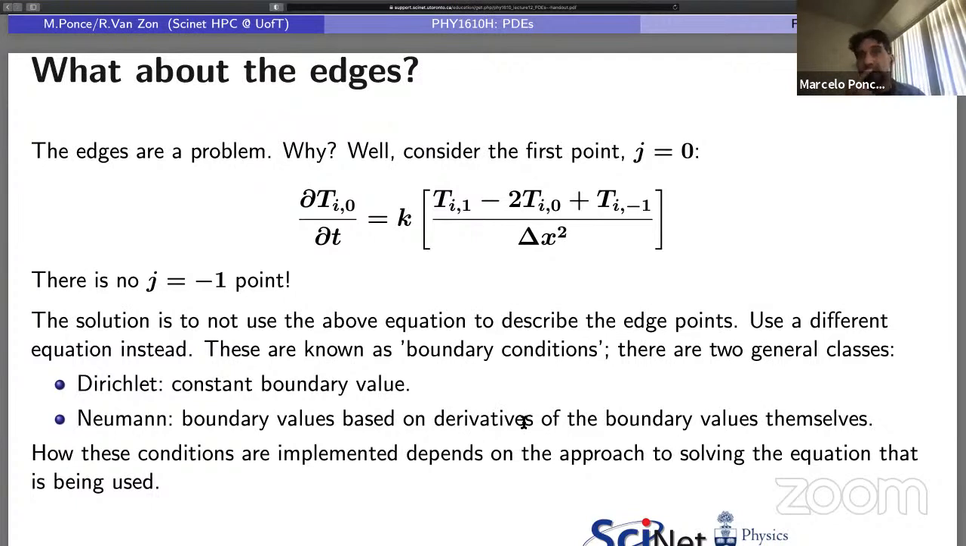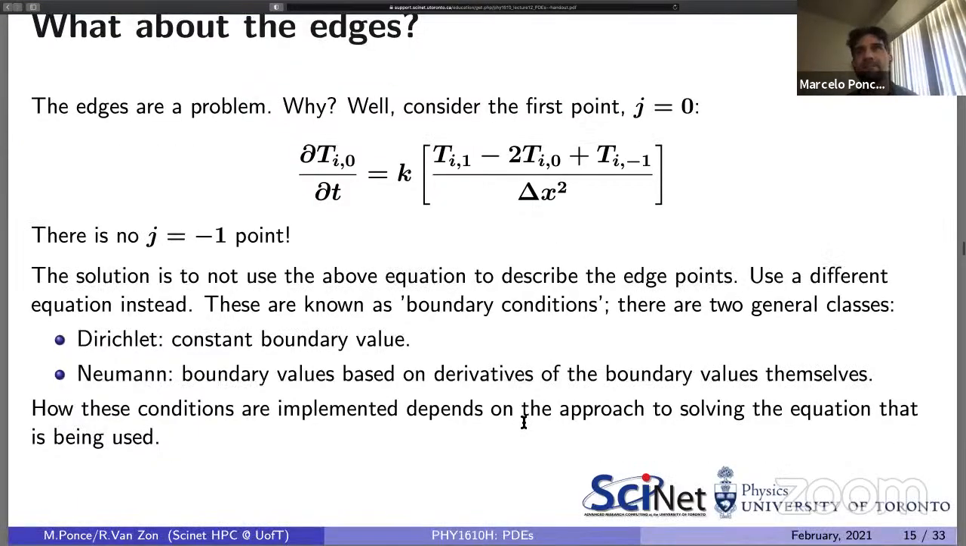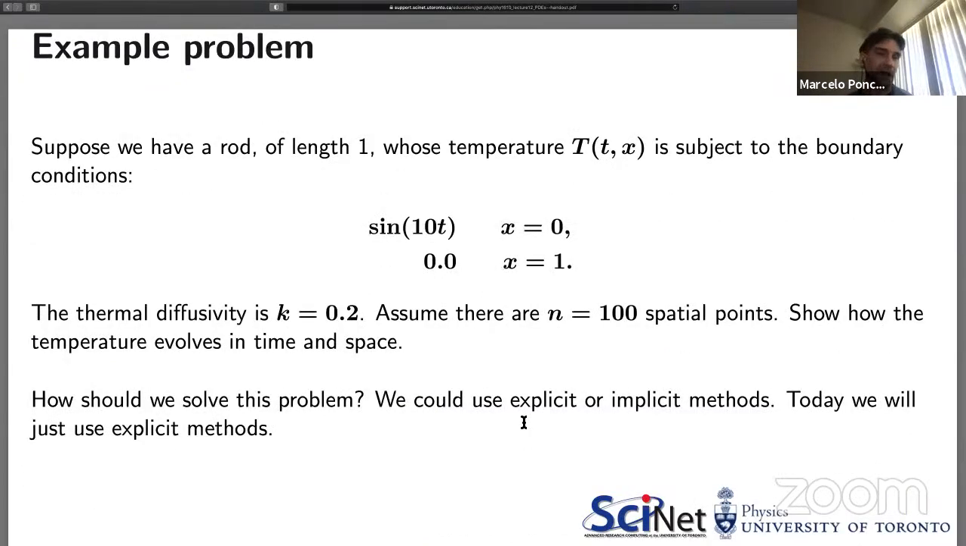How these conditions are implemented depends on the approach to solving the equation itself. Okay, so I'm going to show you a particular one in this case. Let's suppose, but again, this depends on the physical problem itself, right? We cannot say anything in general unless we have the boundary conditions as well as the initial conditions. So let's suppose that we have a rod, as we were saying, the length of the rod is 1, and then the temperature T as a function of t and x is subject to the boundary conditions.